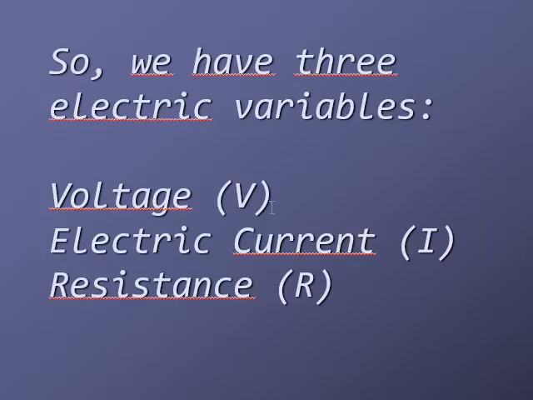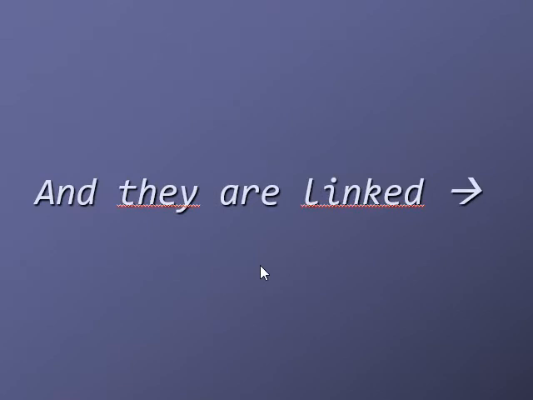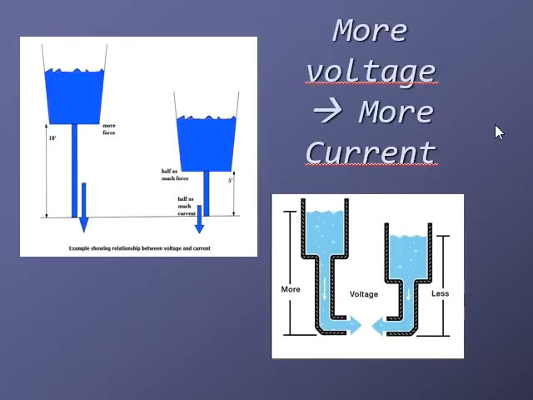So we have 3 electric variables. We have voltage, electric current, and resistance. So how are they linked? Okay, they are linked. So imagine that we have again the water.